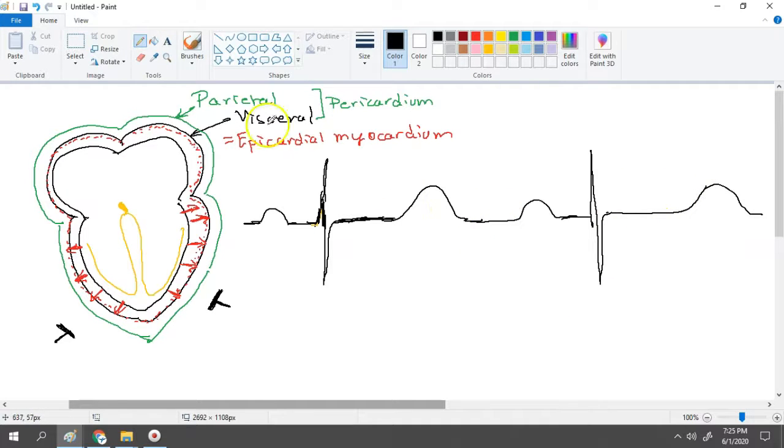Now, I would want you to remember that the area where there is going to be an injury current flow is at the epicardial region.